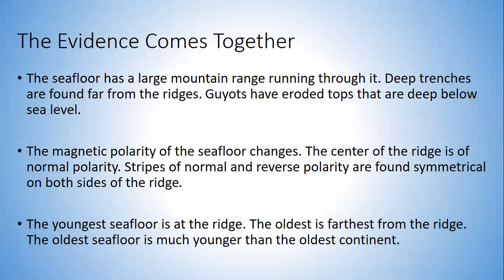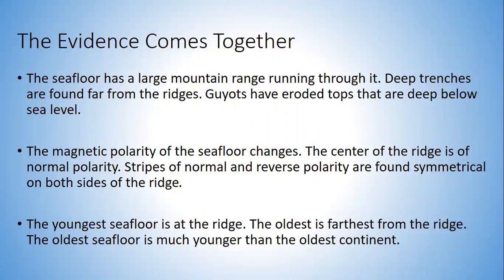World War II allowed scientists to make some puzzling observations. The observations came from the seafloor bathymetry and magnetism. These observations include the fact that the seafloor has a large mountain range running through it. Deep trenches are found far above the ridges. Guyots have eroded tops that are deep below the sea level.